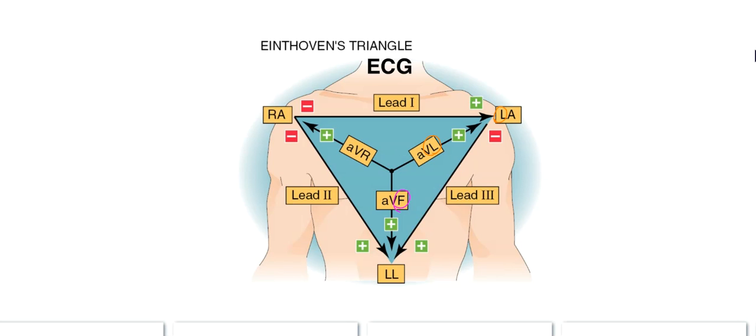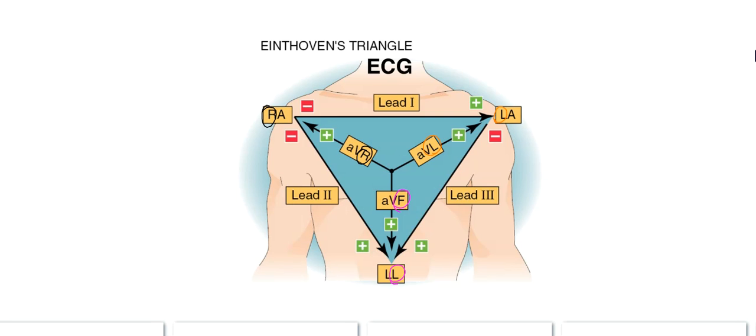aVF is for your left foot, your left leg. And aVR is for your right arm. So the letter on the augmented lead refers to which limb the positive electrode is in.